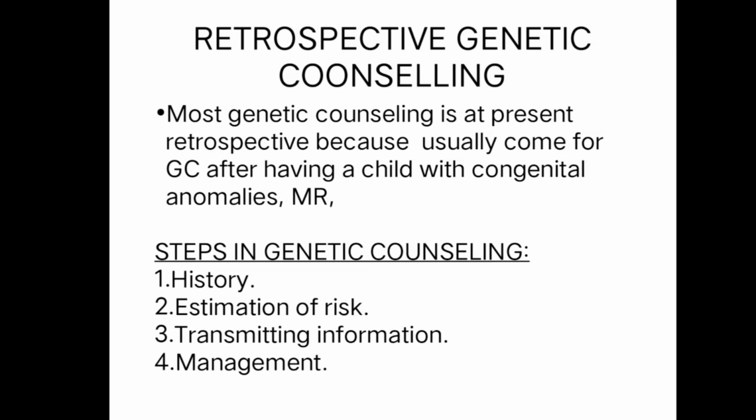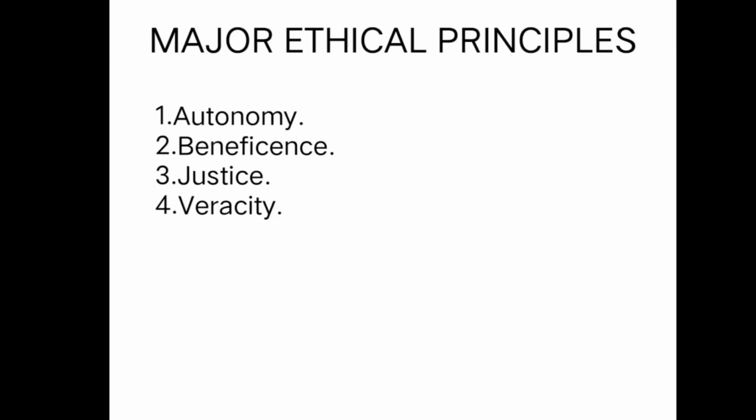First is history collection. We collect all the history regarding the birth history, family history, socio-economic history and everything. We ask whether the mother, during her pregnancy, underwent any exposure to radiations or any over-the-counter medications, so we take the complete history. Next is estimation of the risk. We identify the probability of the risk they will have for a subsequent pregnancy.